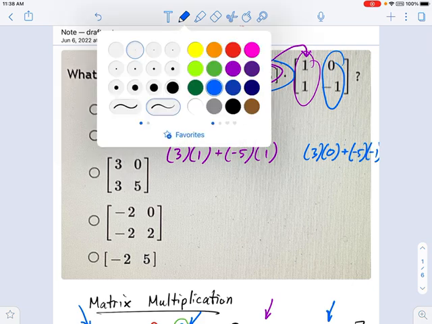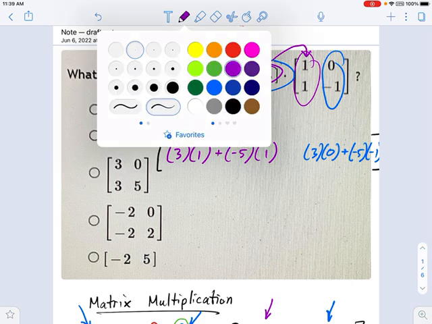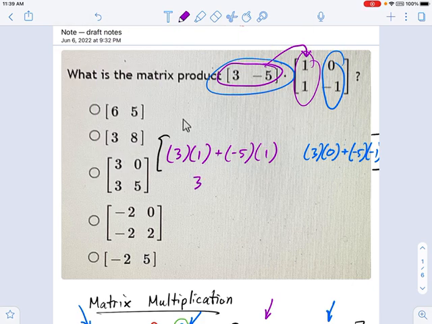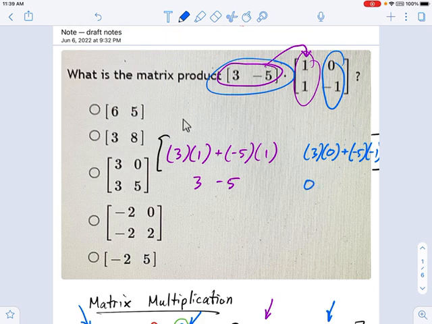Okay, well, let's see what we get here. Remember, this is going to be a matrix like this. And let's calculate what these are. So 3 times 1 is 3. -5 times 1 is -5. Okay, that's my left number. The right number is going to be 0 plus 5.